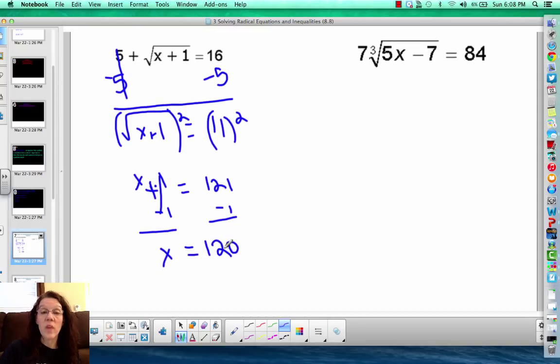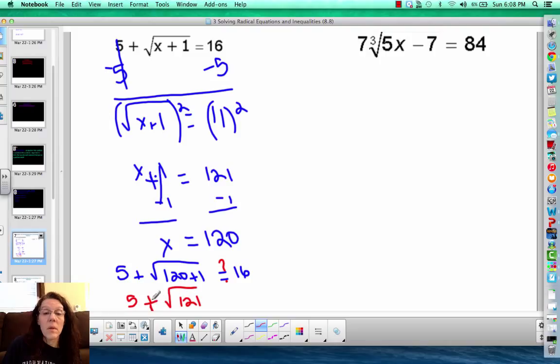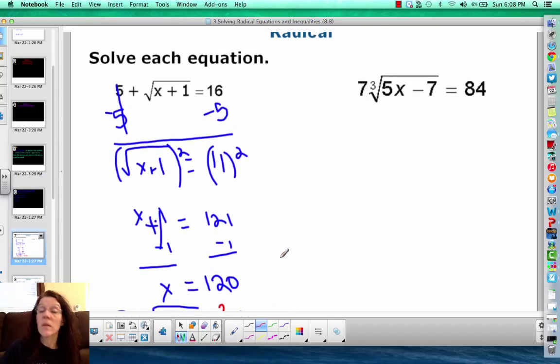Now we need to remember to go back and check. So we go back to the original equation and we check it. And we say 5 plus the square root of 120 plus 1. And we want to know, does that equal 16? So we're going to put a little question mark here. Is that true? Well, the square root of 120 plus 1 is the square root of 121, plus 5. That's 11. 5 plus 11 is 16. So yes, 16 equals 16. And it checks.